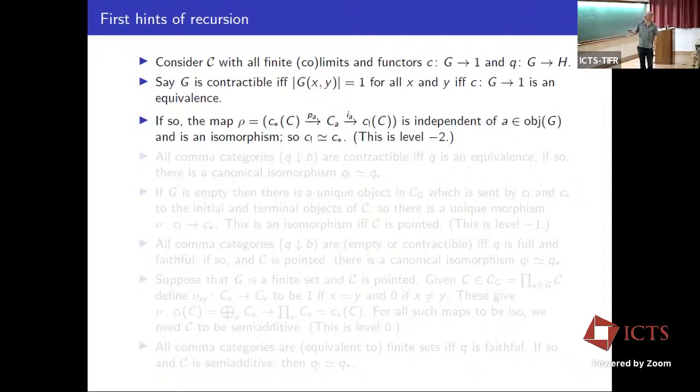So this is our level -2. If you've got a contractible category, then there's really nothing interesting to say about limits and colimits indexed by it: they're just the same. So you always have ambidexterity at this level -2.